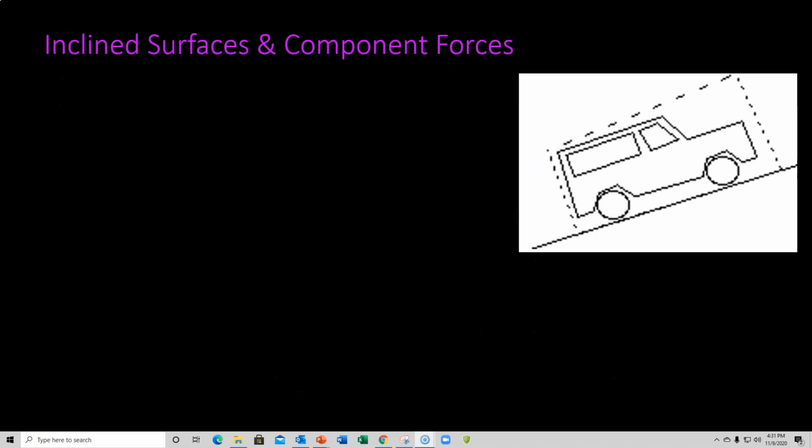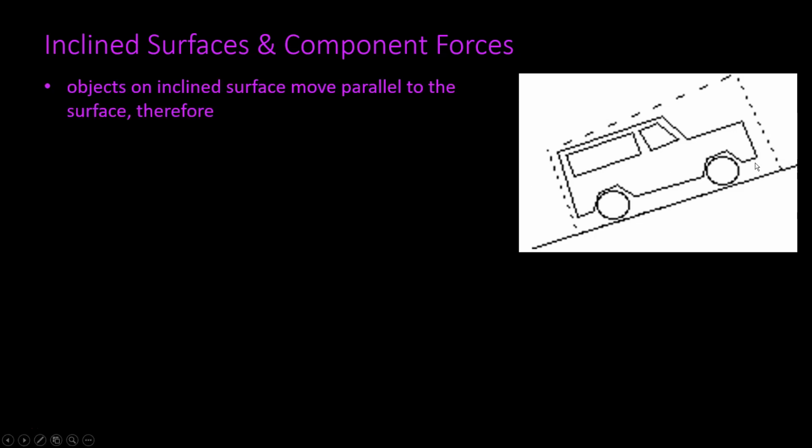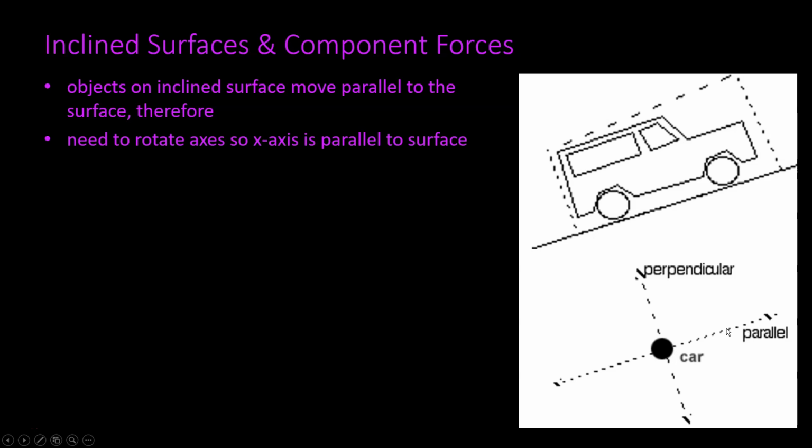Finally, let's take a look at how we handle objects that are on inclined surfaces and the role component forces play. Objects on inclined surfaces are going to move parallel to the surface. Therefore, we need to rotate the X and Y axes so that the X axis is parallel to the inclined surface and the Y axis is perpendicular to it. In terms of forces, gravity acts straight down. It does not act on the y-axis.